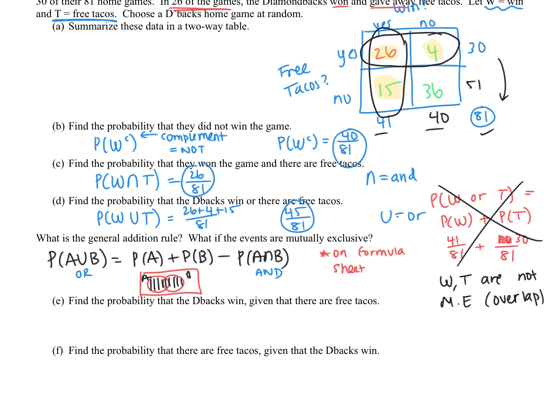Okay. So moving on, another probability. Find the probability that the Diamondbacks win given there are free tacos. This is more symbols. Find the probability that they win given, with a vertical line, there are free tacos. So this bar is a given.